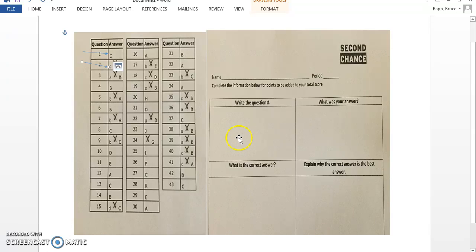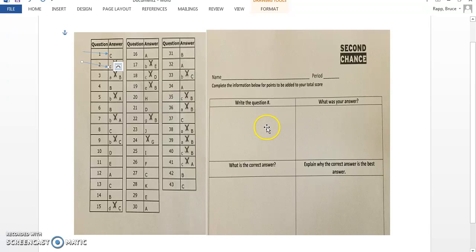Okay, so I can see according to this answer guide that this student got 1, 2, 3, 4, 5, 6, 7, 8, 9, 10, 11, 12, 13, 14, 15, 16, 17, 18 wrong. So they have the possibility of adding 9 points to their test grade. So what we need to make sure that we're doing is all 18 of these and turning them in before the end of class. So let's go over how to fill out our second chance form.